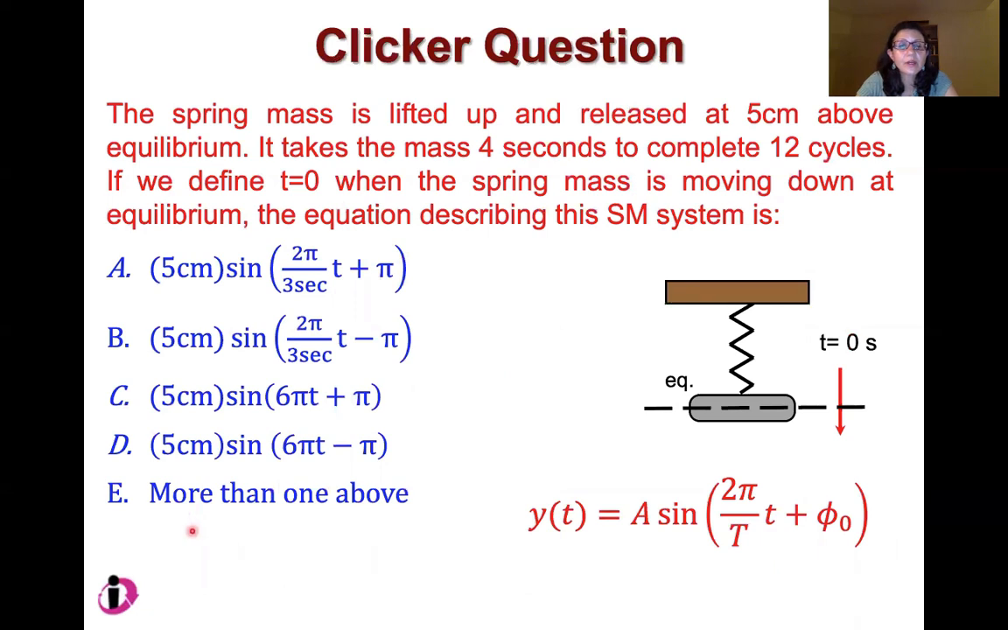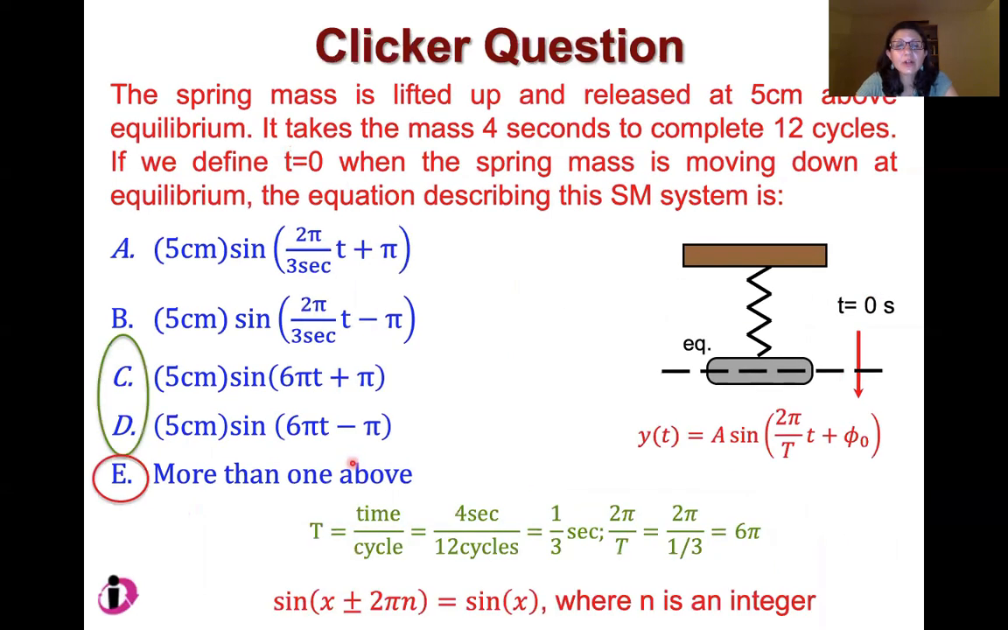So how come minus pi is also a correct answer? That has to do exactly with the fact that you can add or subtract any multiple of 2 pi to a sine function and you get the exact same answer. So pi and minus pi differ by exactly 2 pi. If we take pi and subtract 2 pi, we get minus pi. This is just to make a point that there are multiple correct answers for the phase constant.